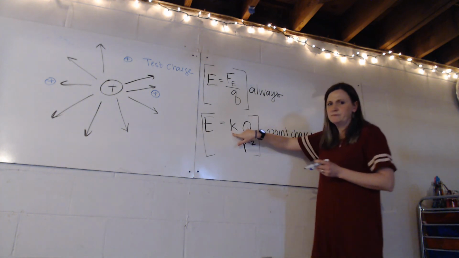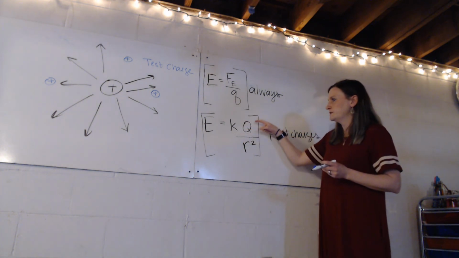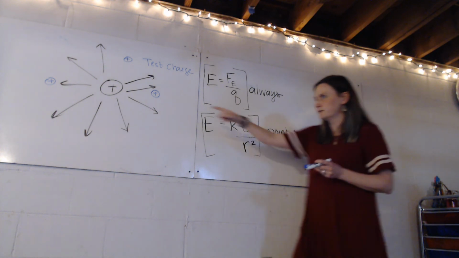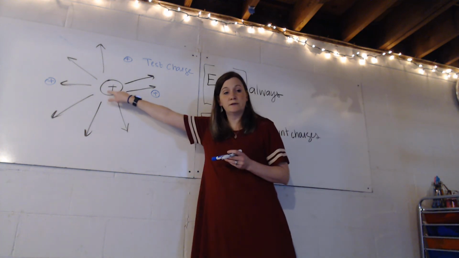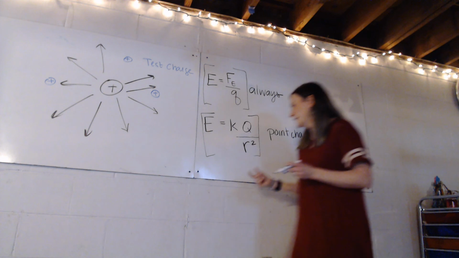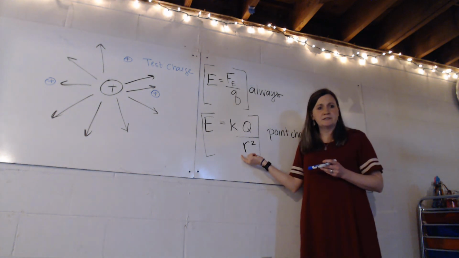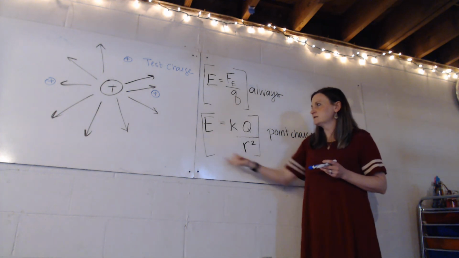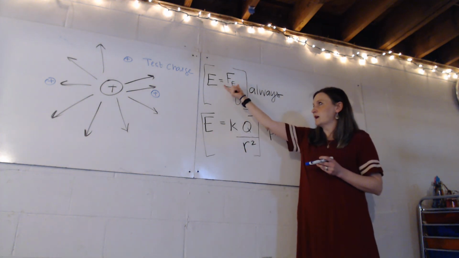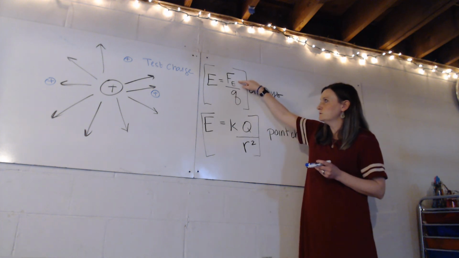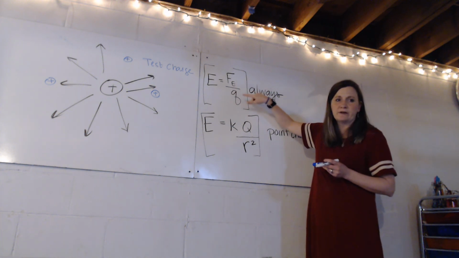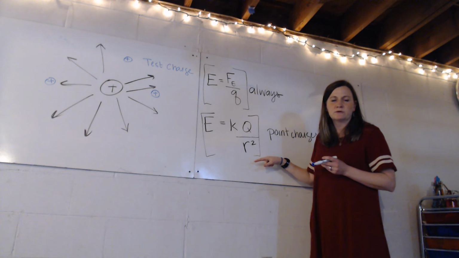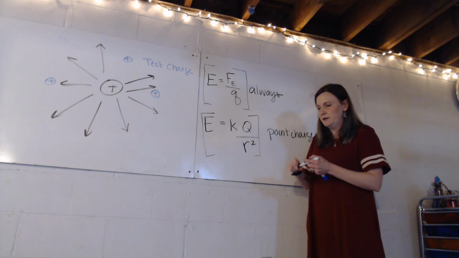k is that constant. Q is the charge producing the field, so in this case, it would be the charge of the black positive charge. And r would be our distance away from the charge. And so we would measure this, or if you look at the top equation, field is measured in newtons per coulomb because it's force divided by charge. You end up with the same units, of course, down here.